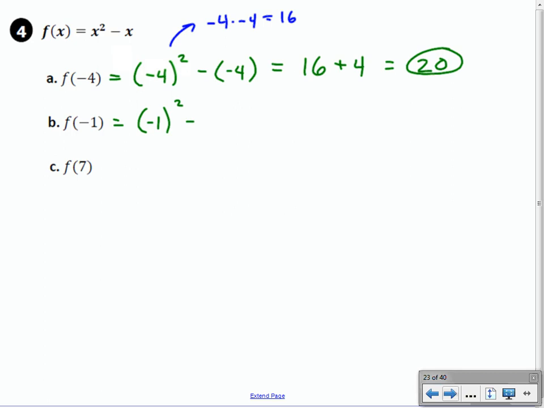We plug in negative 1. Negative 1 squared is positive 1. And we're subtracting a negative, so that's really the same as adding. So we get 1 plus 1 is 2. So when x is negative 1, y is 2.